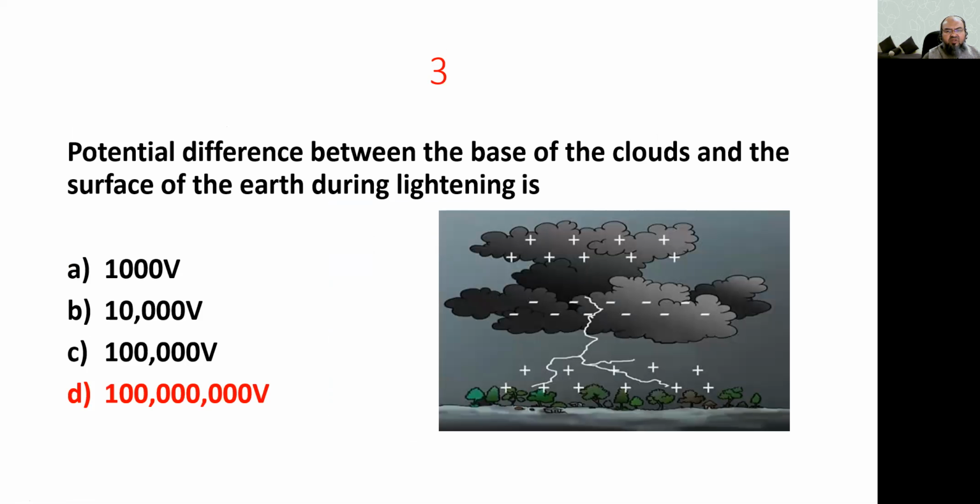The potential difference between the base of the cloud and the surface of the earth during lightning is 100 million volts. So obviously, option D is correct. This is 100 million volt. Other options are not correct.